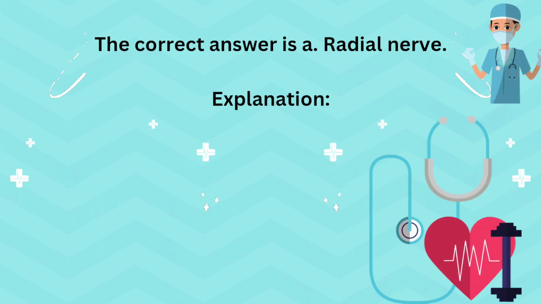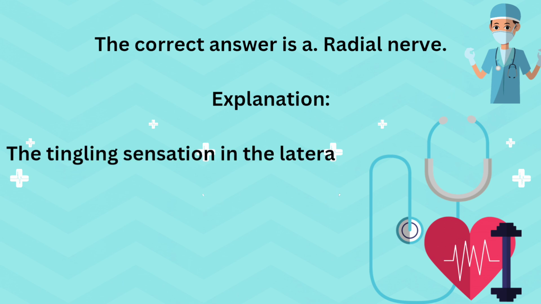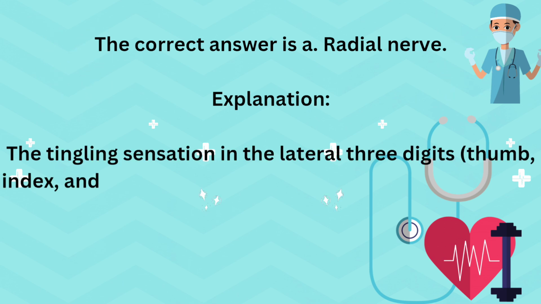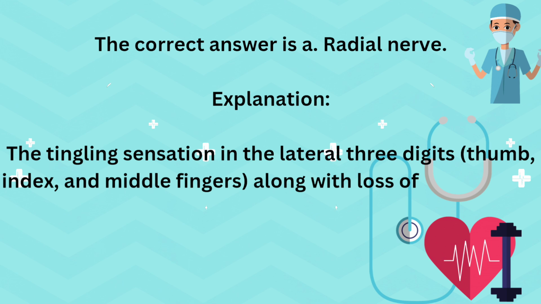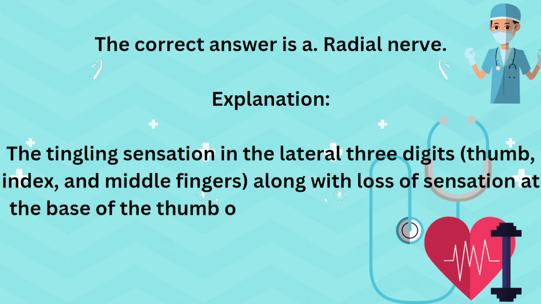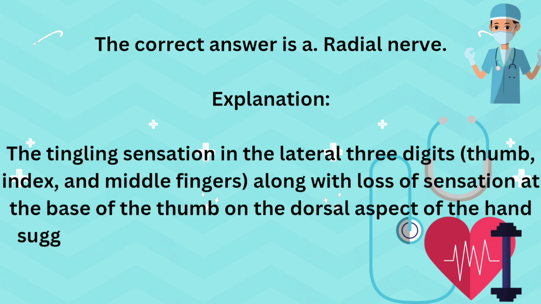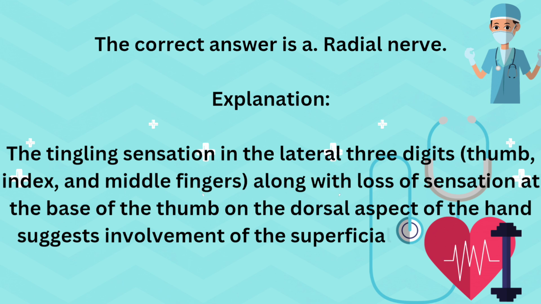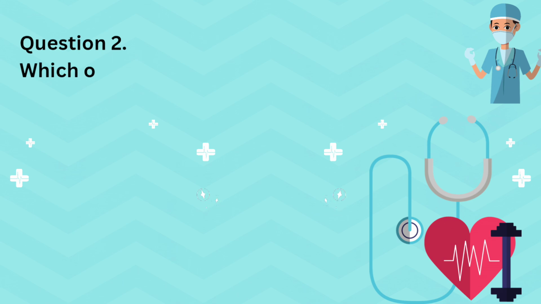Radial nerve. Explanation. The tingling sensation in the lateral 3 digits, thumb, index, and middle fingers, along with loss of sensation at the base of the thumb on the dorsal aspect of the hand suggests involvement of the superficial branch of the radial nerve.